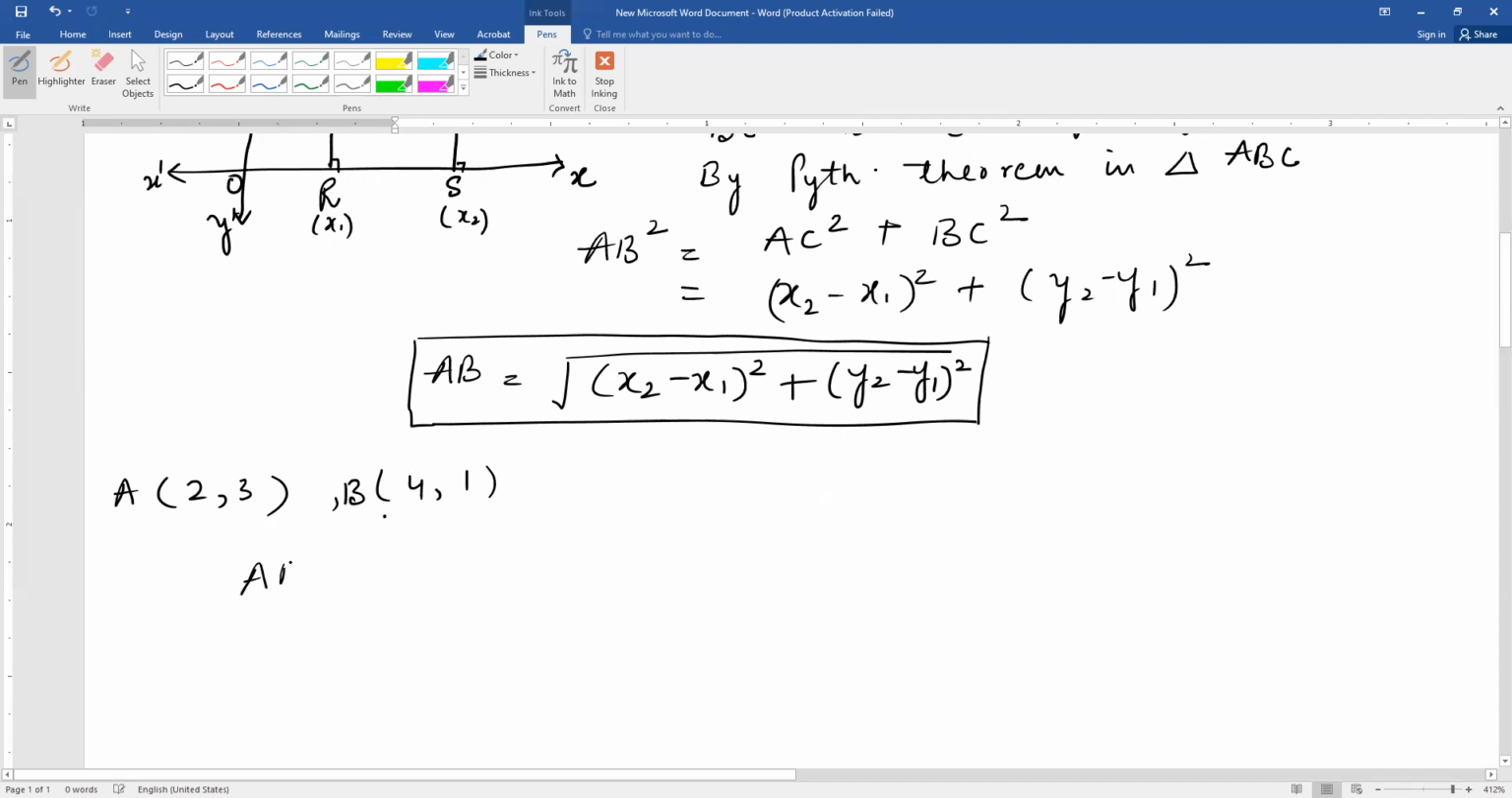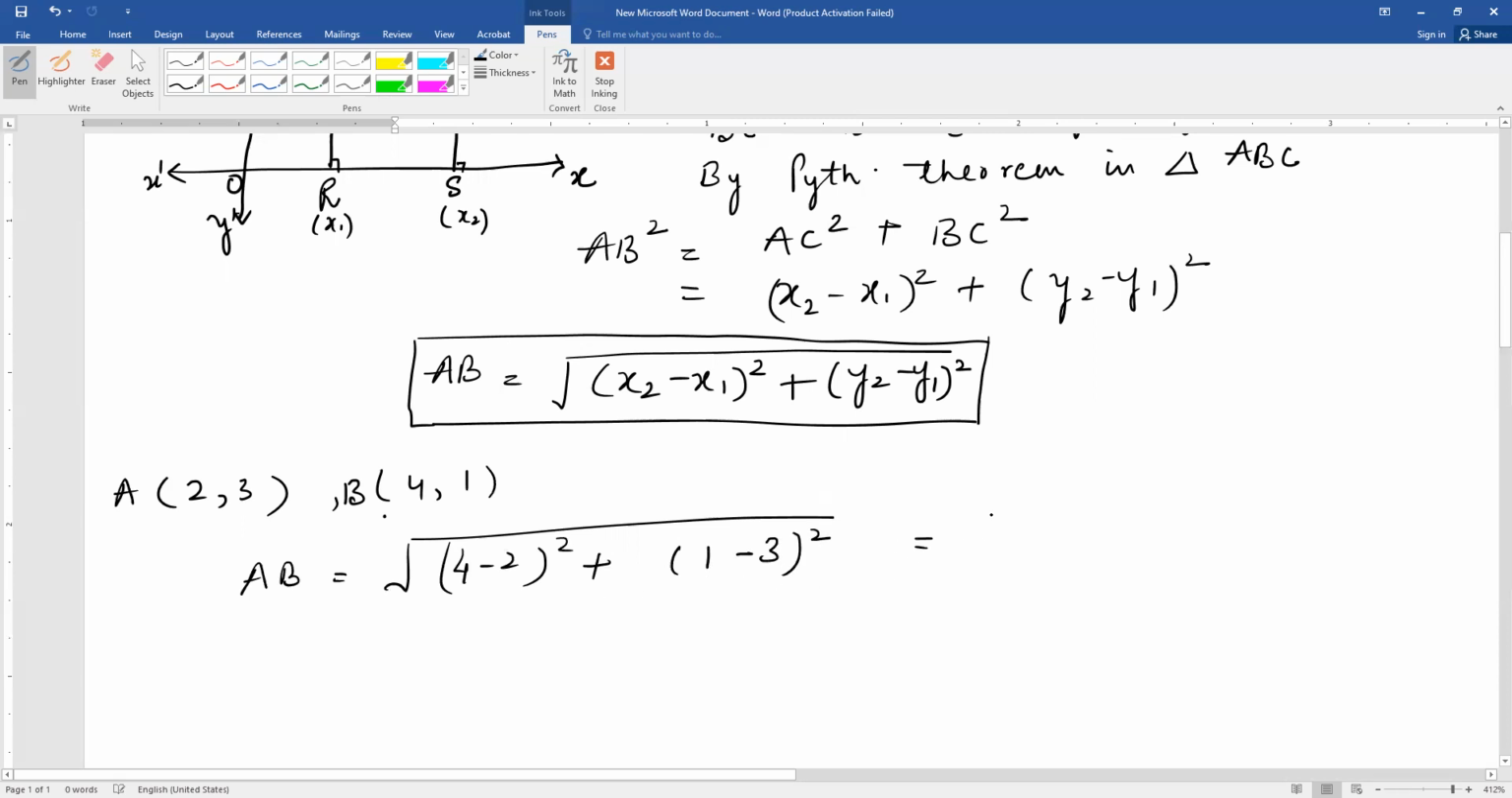So what is AB? It is this formula you have to write: x2 minus x1 whole square plus y2 minus y1 whole square, where x2 y2 are the coordinates of B and x1 y1 are the coordinates of A. तो यहाँ B के coordinates 4, 1 हैं, तो 4 minus 2 whole square plus 1 minus 3 whole square.